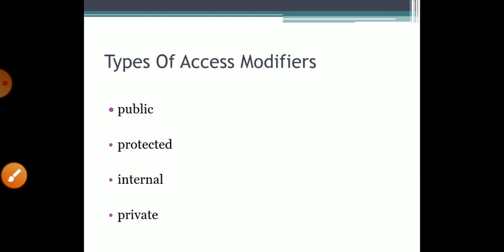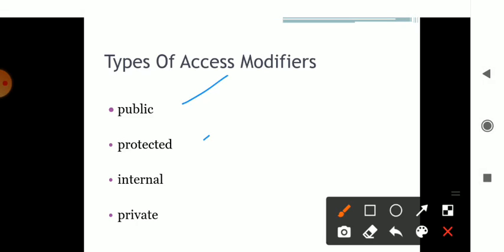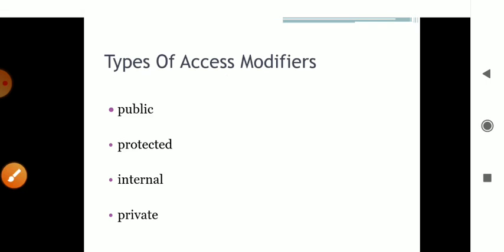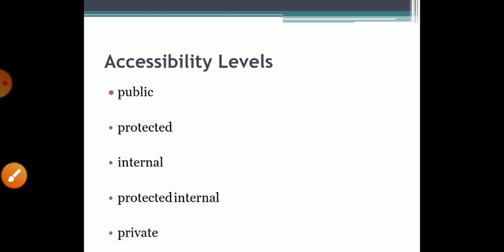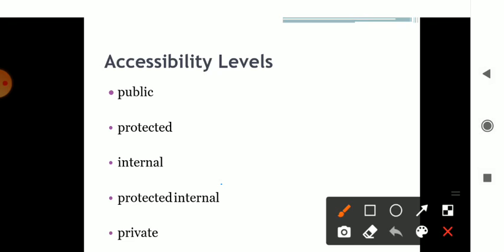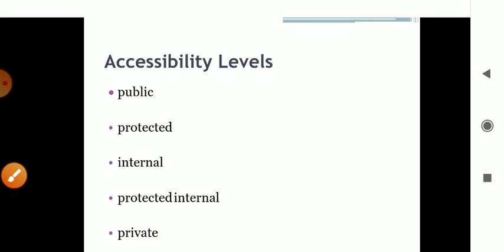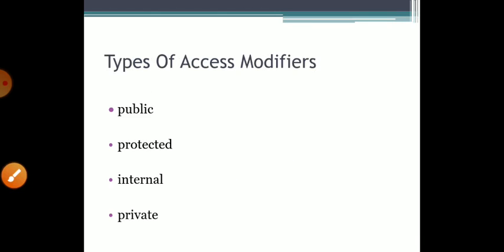Then the types of access modifiers: you have the public access modifier, protected, internal, private. These are the types of access modifiers.